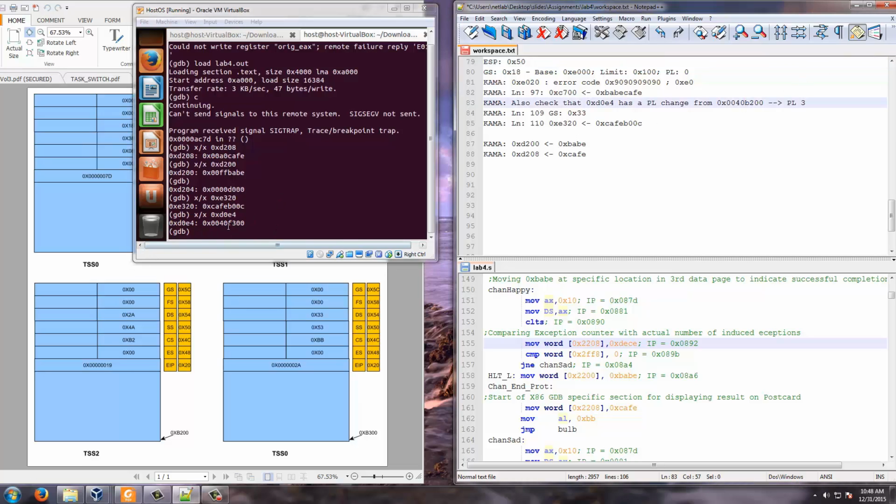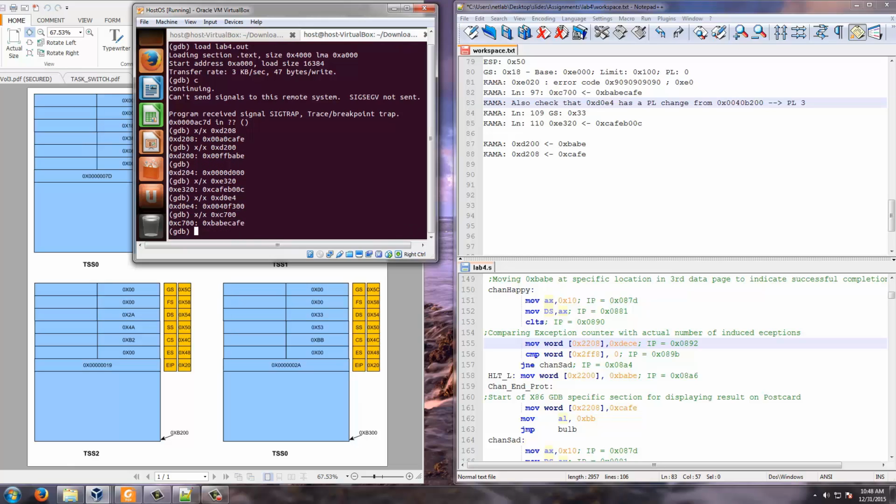And D0E4, your privilege level has to have changed. Note that it was 40B2, now it has become 40F3. F is the privilege level 3, and this access bit has become 1. So this F is privilege 3. I have changed it to privilege 3. Then only that particular instruction would have worked.